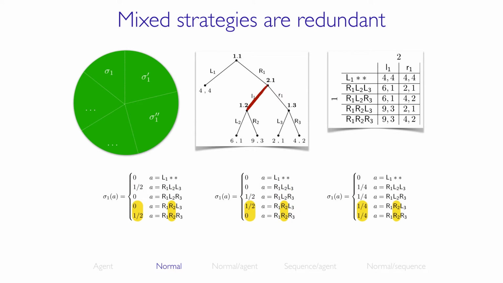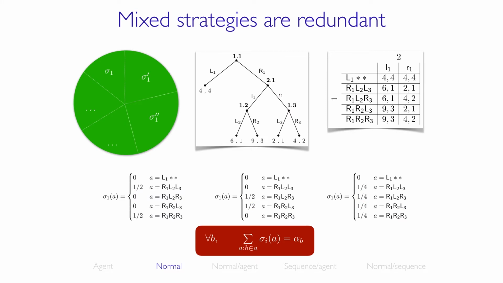The same happens when we focus on action R2 of player 1. In all the three strategies, the probability that such an action is played is 1/2. The same happens when we focus on action L3 of player 1, and the same for action R3 of player 1. The question we pose is when two strategies defined on the reduced normal form are realization equivalent. The answer is when the condition in red in the slide is satisfied.